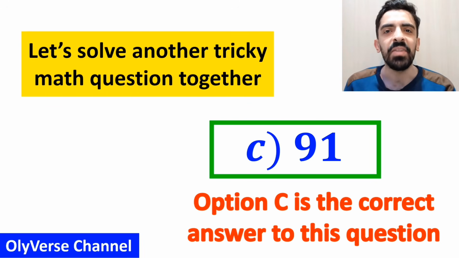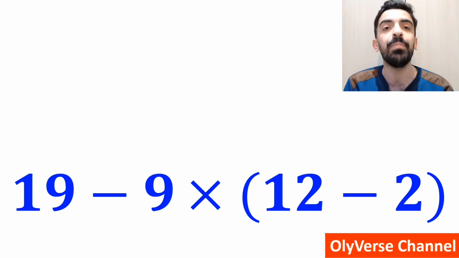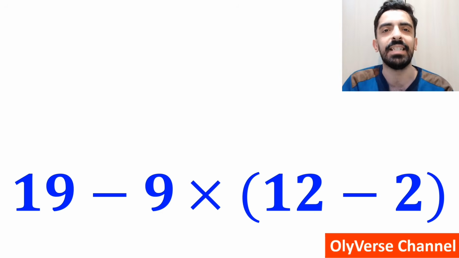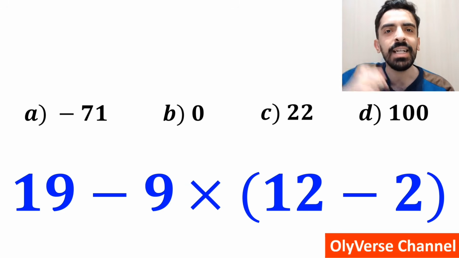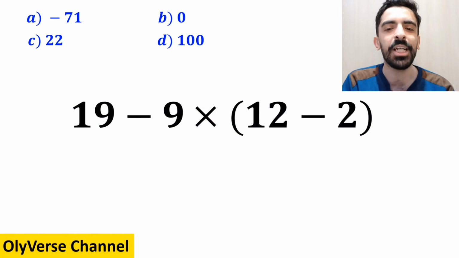Alright, now let's solve another tricky math question together. What is the value of the expression 19 minus 9 multiplied by open parenthesis 12 minus 2 close parenthesis? Which option do you think is the correct answer to this question? Let's dive in and break it down step by step together.